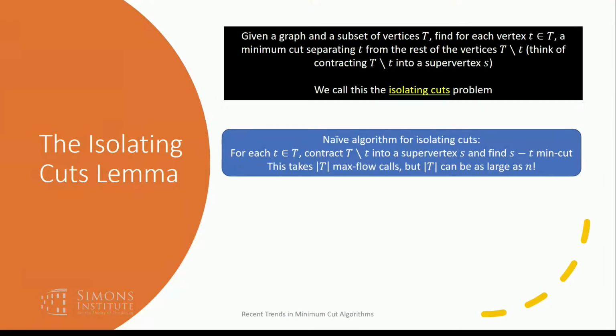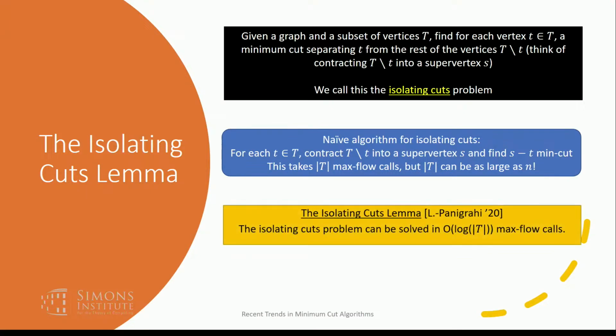We call this problem the isolating cuts problem. One naive solution is, once again, contracting all the other terminals into a super vertex, finding the s-t min-cut, and doing this for every terminal t. This takes |T| many max-flow calls. But of course, the size of the terminals can be as large as n. The key lemma, which we will prove in this talk, is what we call the isolating cuts lemma: the isolating cuts problem can be solved much faster. It can be solved in just log n many max-flow calls.